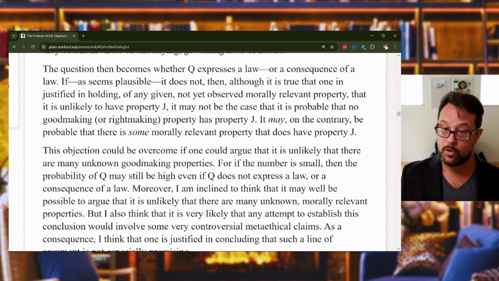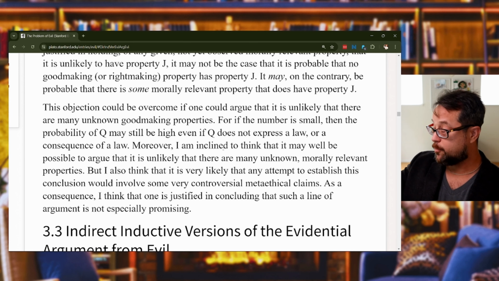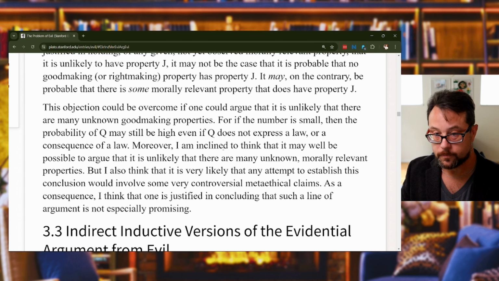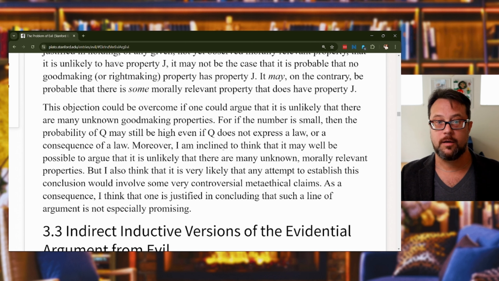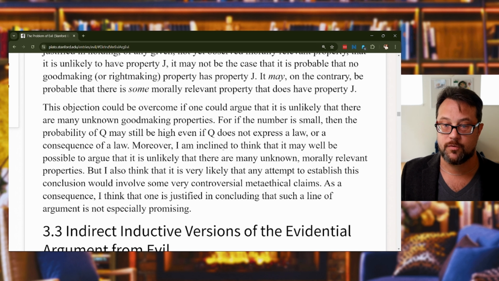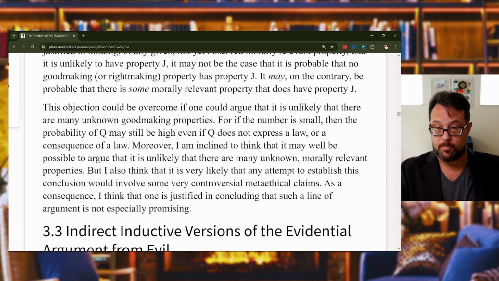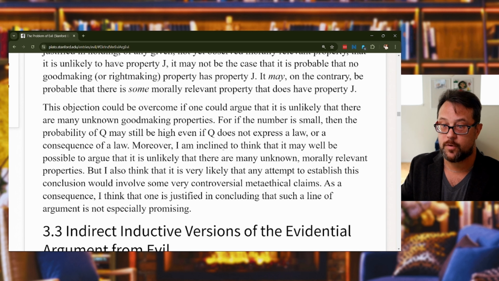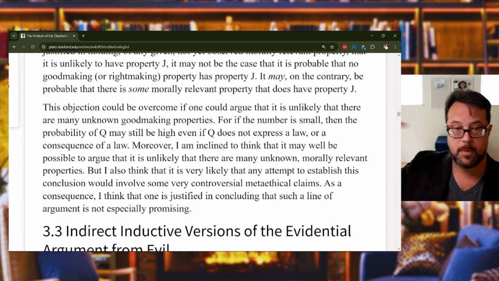This objection could be overcome, he notes, if one could argue that it's unlikely that there are many unknown good-making properties. So we can make that move, kind of save Rowe, and say that Q is a law if we could argue that it's unlikely there are unknown good-making properties. For if the number is small, then the probability of Q may still be high even if Q does not express a law or the consequence of law, right?